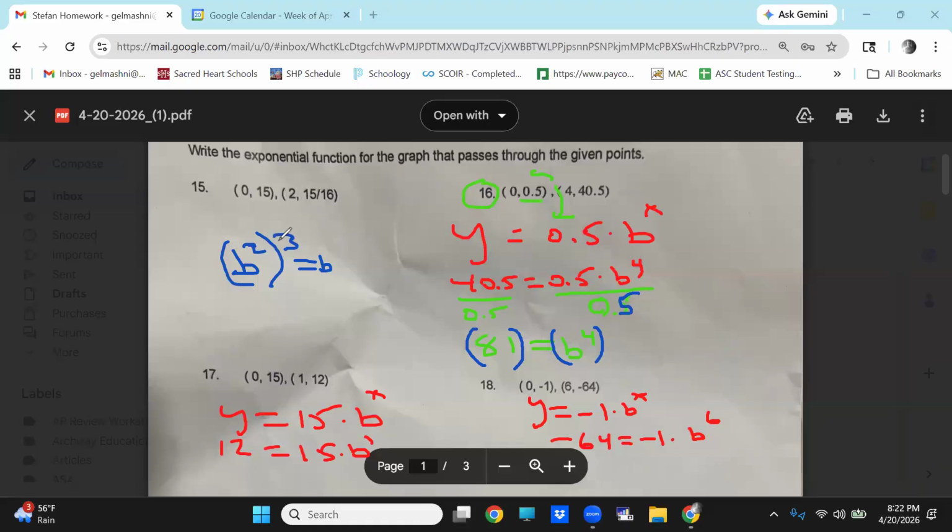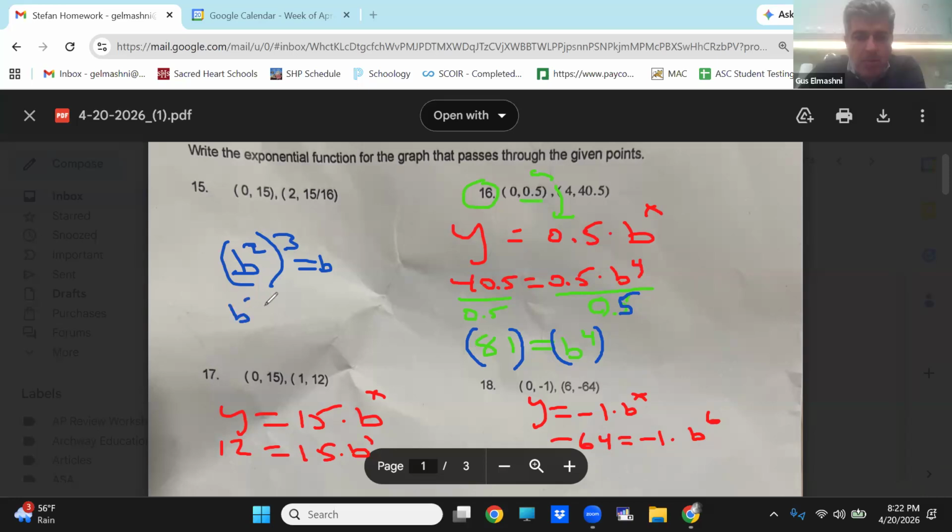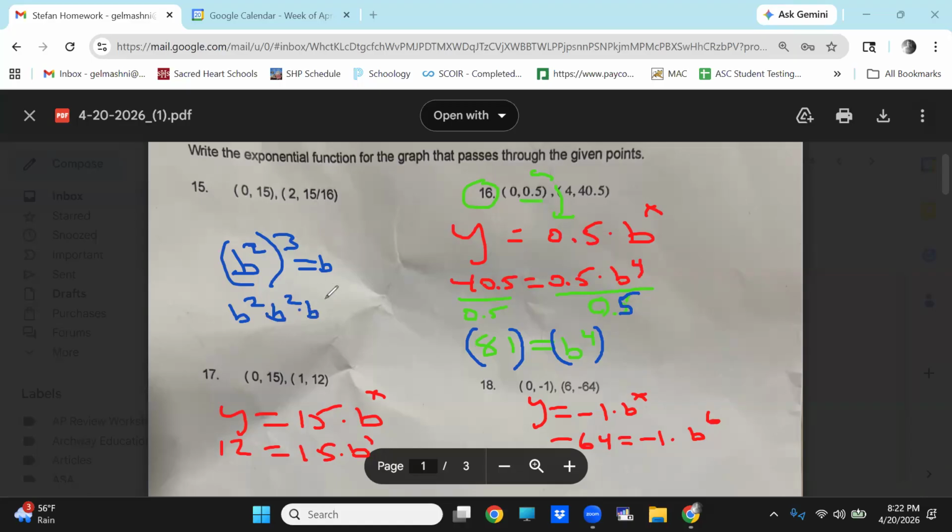You know this. You've done this many times. Wait, I'm blanking for some reason. Okay, if you have b squared raised to the third power, how many times do you repeat b squared? Three times. Exactly. How many b's do you have? Three. No, you don't. Count it.